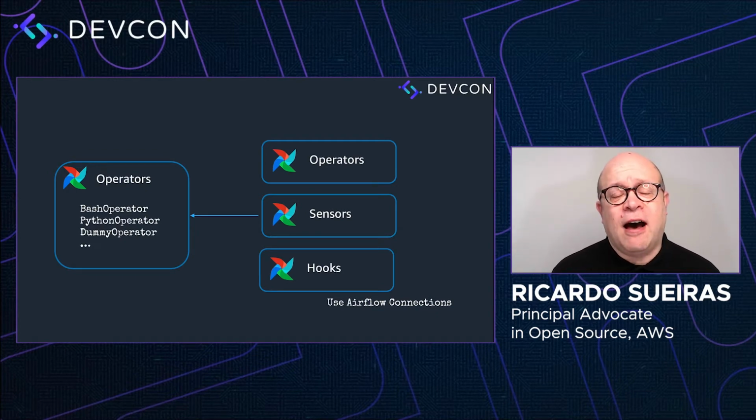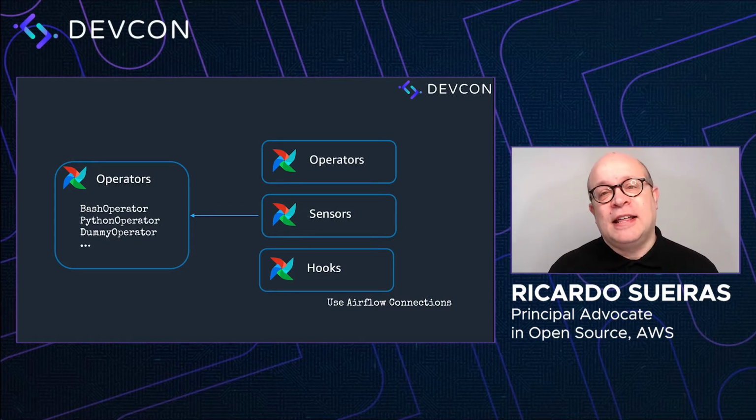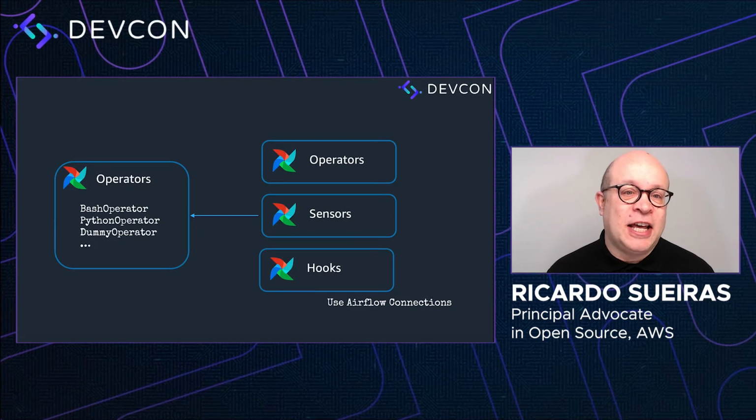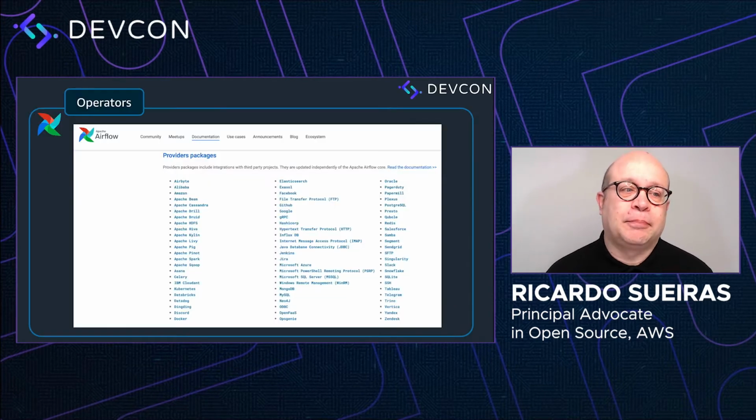A hook is a high-level interface to an external platform that allows you to quickly and easily connect and talk to that system without having to worry about the low-level coding to do that. And within hooks, we use connections to define the credentials and the connection details. Again, this makes it easier for you as a data engineer just to focus on the tasks and not have to worry about all those low-level things you need to configure.